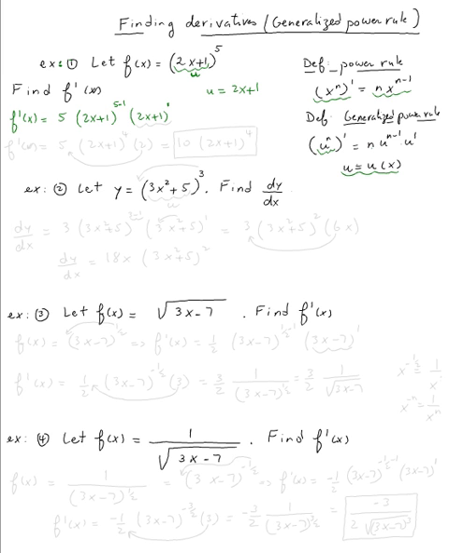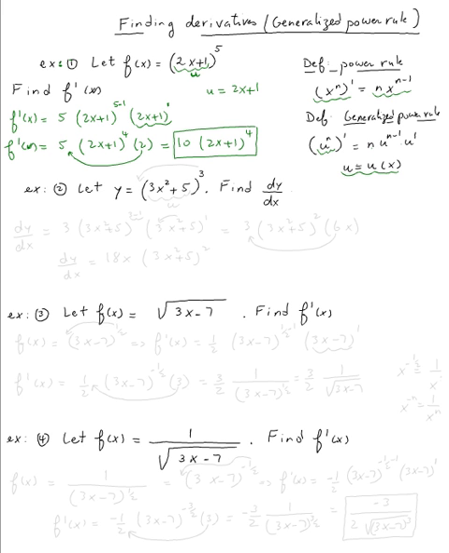Now all you need is one more step. 5, 2x plus 1, 5 minus 1 is 4, and the derivative of 2x plus 1 is just 2. We're done. All we need to do is simplify it. This is our derivative, just make it look nice. So I'm going to multiply 2 by 5. I can't distribute the 2 because of the 4. So this is 10 times (2x plus 1) to the fourth, and I'm done. This is what we mean by the generalized power rule.